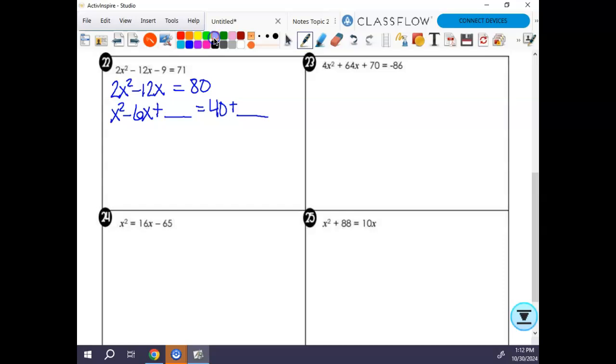So what do I put here in this blank? 9. Good. Half of negative 6 is negative 3. I square it, I get a positive 9. That makes a positive 9 here. So then the left-hand side is going to be x what? Minus 3. Good. Squared equals 49.